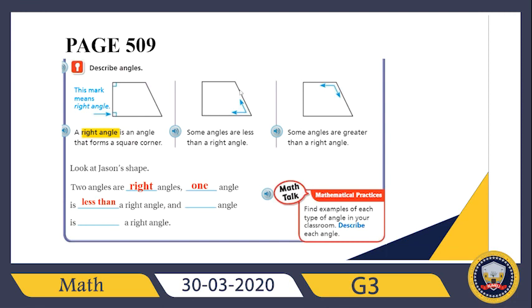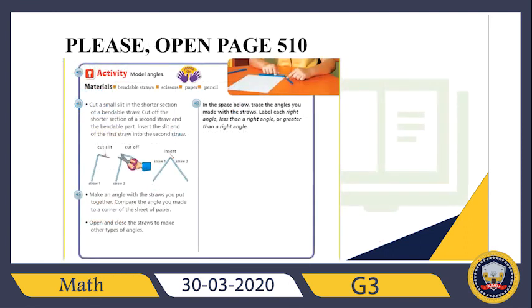Like you see in the second picture. This angle there is only one and it's less than a right angle, and one angle is greater than a right angle. Good. It's here. This angle is greater than a right angle. Good job. So if you finish, please open page 510 now.